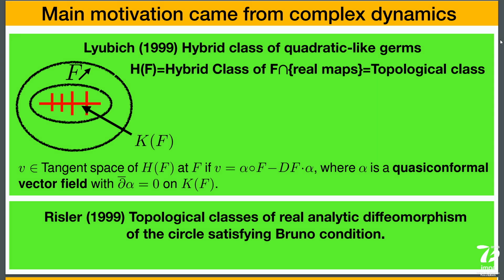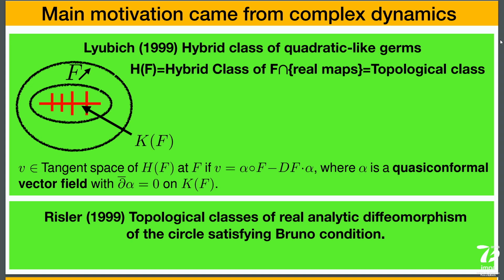Okay? So the main motivation is the work of Mikhail Lyubich on hybrid classes for quadratic-like germs. Hybrid class is not exactly the same as topological class, but I'm not going to get into the details here. If you are in the same hybrid class, then you are in the same topological class. The other implication is not true in general, but in the interesting cases, for real maps, for instance, it's hard work, but you can prove that if they are in the same topological class, they are often in the same hybrid class. Okay?